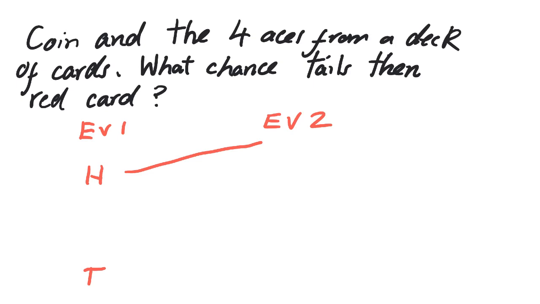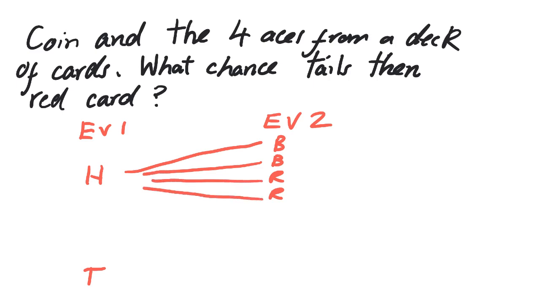There are 2 black cards and 2 red cards. So we've got 2 black aces and 2 red aces. That's the spades and clubs are the black ones, and the diamonds and hearts are the red ones. So we could go heads, and then we could go black, or black again, the second black card, or we could go red. We could go red again. There's nothing else that can happen.